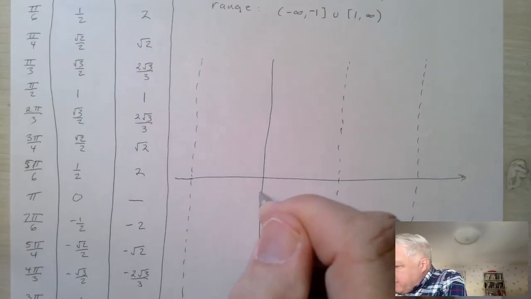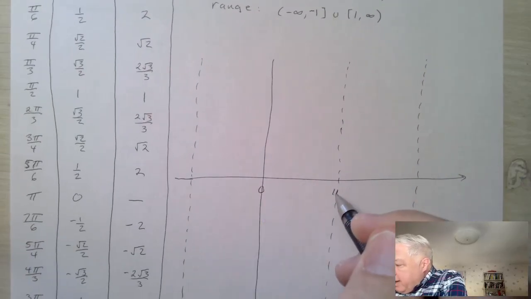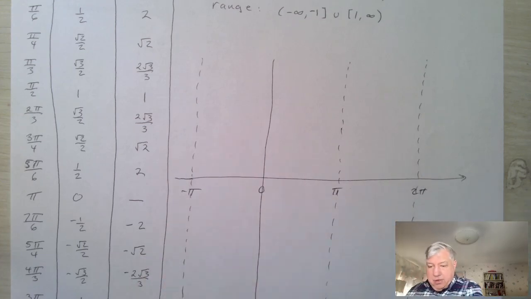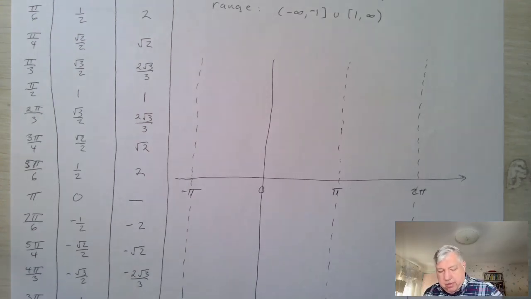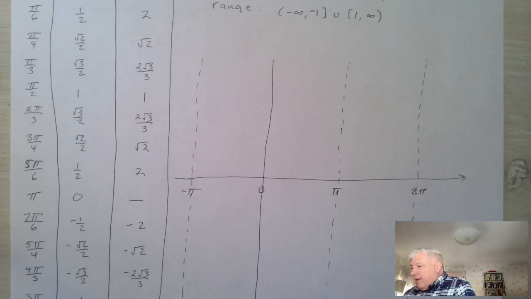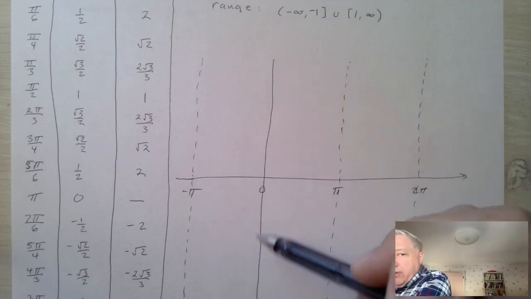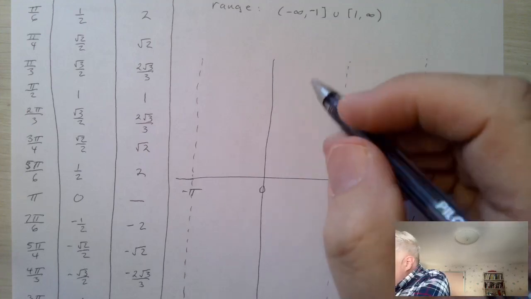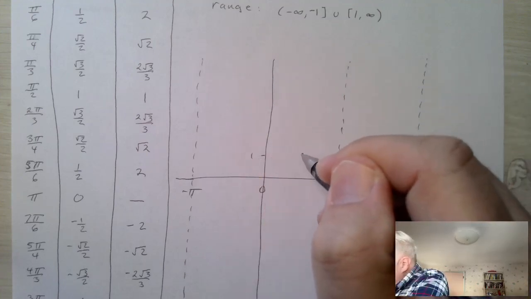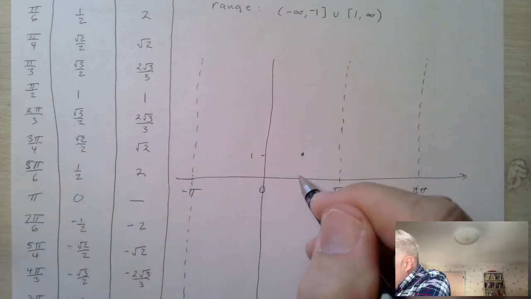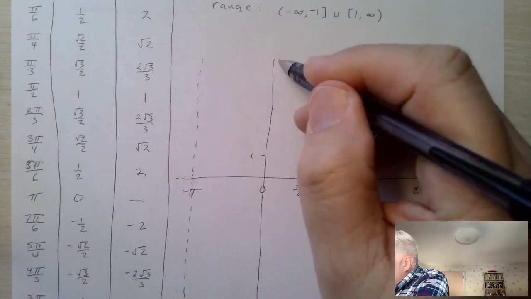So here's 0, here's pi, here's 2 pi, here's negative pi. Then the graph is going to look like this. We plot these. This will be a vertical asymptote as well, and so here's 1. We have pi over 2. And so the graph will look like that.